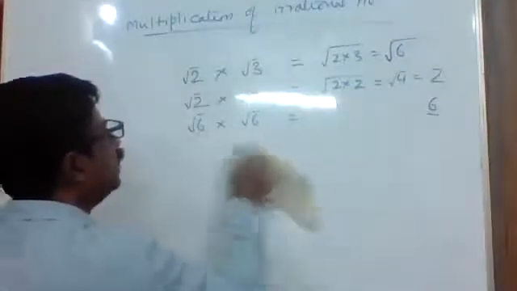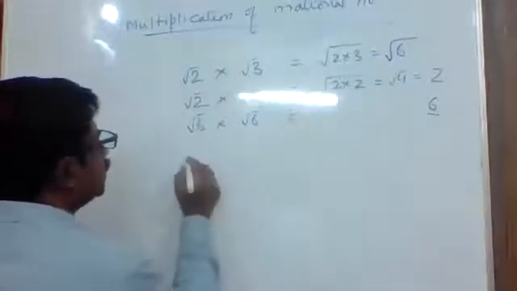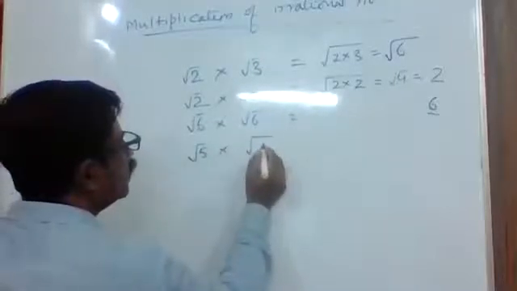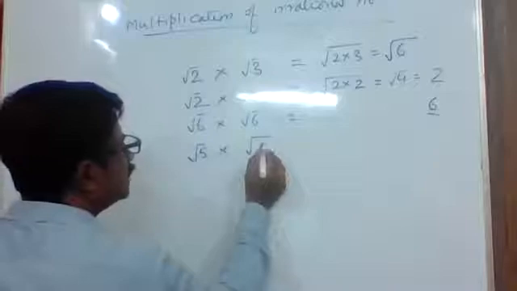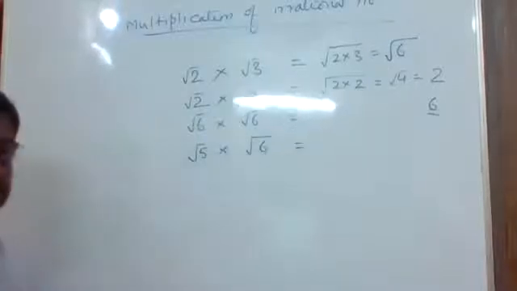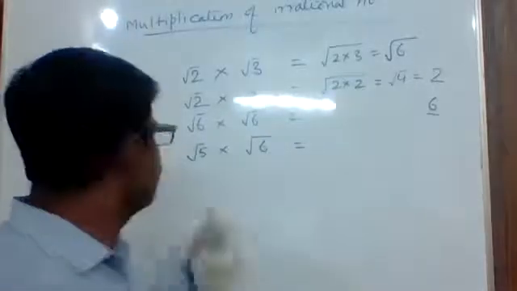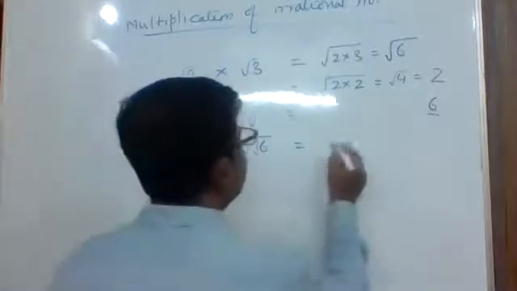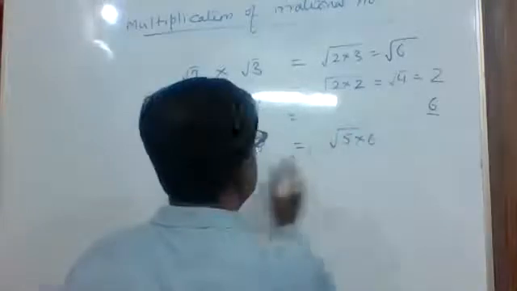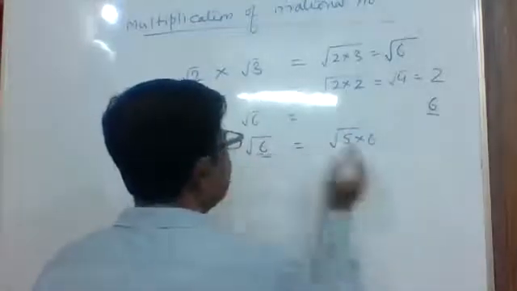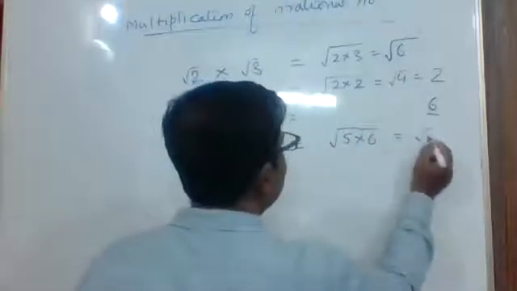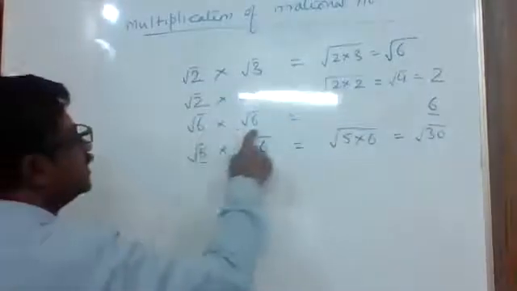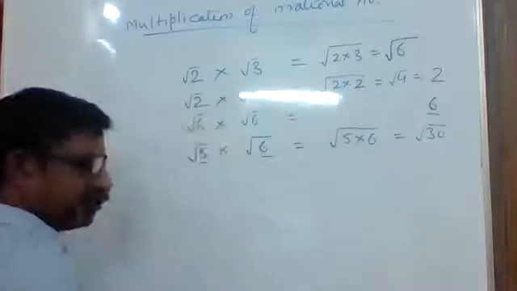Again, I'll take another pure surd. Suppose I've taken root 5 and suppose I've taken root 6. Both of them are pure surd. Root 5 into root 6 will become root 5 into 6. Since the numbers are different, they have to be multiplied, and we got root 30 as the answer. Only if the number is the same, then the root sign will be removed.